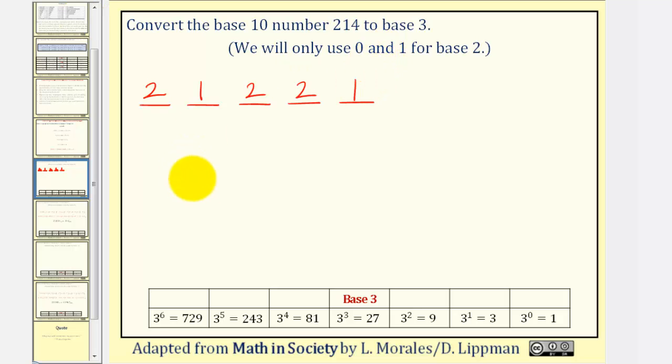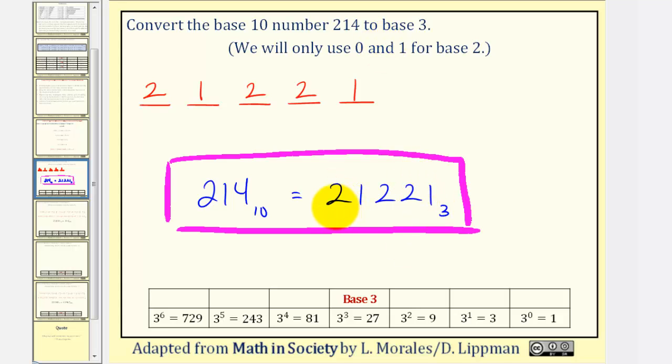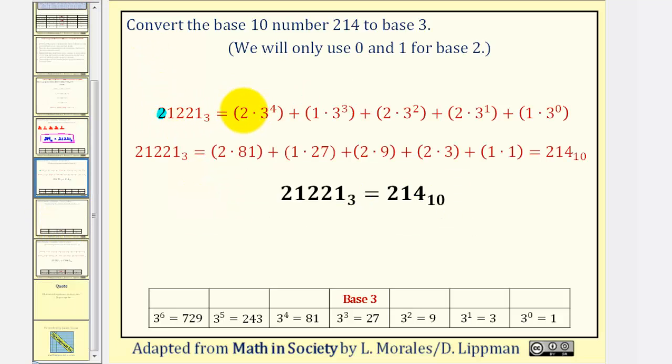So what we've discovered is that 214 in base 10 is equal to 21221 in base 3. To check this, let's go ahead and expand 21221 in base 3. This 2 represents 2 times 3 to the fourth. This 1 represents 1 times 3 to the third. This 2 represents 2 times 3 to the second. This 2 represents 2 times 3 to the first. And finally, this 1 represents 1 times 3 to the 0. If we simplify, we do get 214 base 10, verifying our answer.